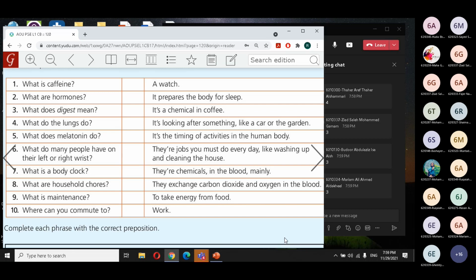And the last answer, work. Number 10. And the question, where can you commute to? We said before, commuting means traveling to work, right? So the question, where can you commute to? You commute to work. Okay.